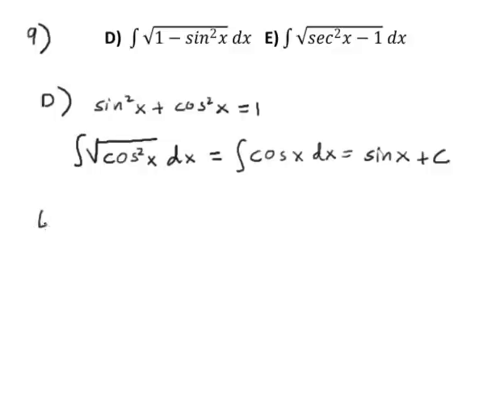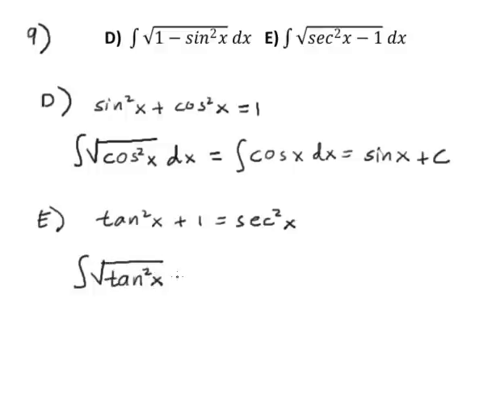Okay, we're going to do E with another trig identity. We have the identity tan squared x plus 1 is equal to secant squared x. So secant squared x minus 1 is equal to tangent squared x. So we'll use that substitution again, getting a perfect square underneath the square root, which is what we wanted. So the square root pops off, and now we just have to integrate tangent x.